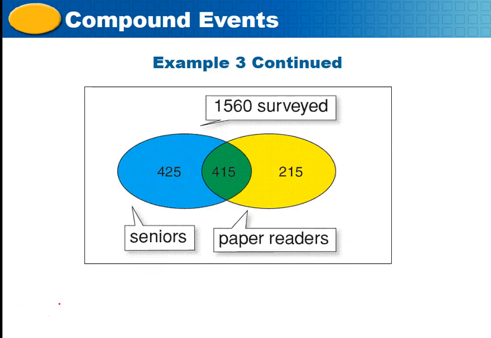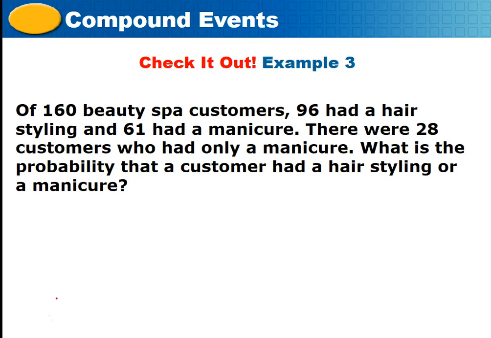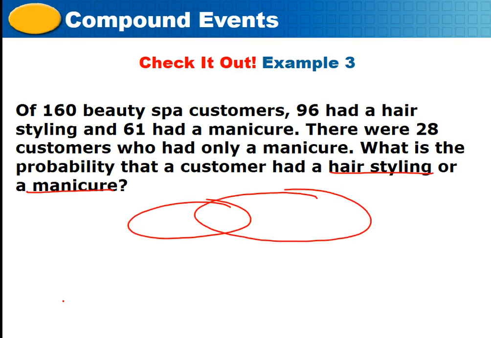All right, so let's look at this one. It says of 160 beauty spa customers, 96 had a hairstyling, 61 had a manicure. There were 28 customers who had only a manicure. What is the probability that a customer had a hairstyling or a manicure? So again, we're going to use these two areas right here to draw our circles. So I've got an oval here and an oval here, and I'm just going to call this hair and nails.